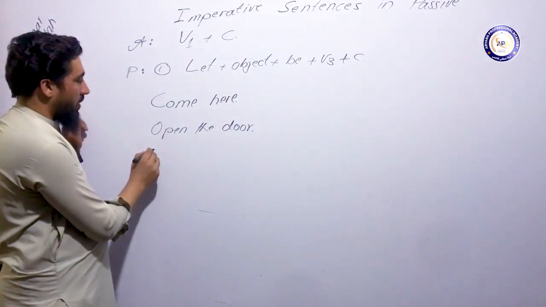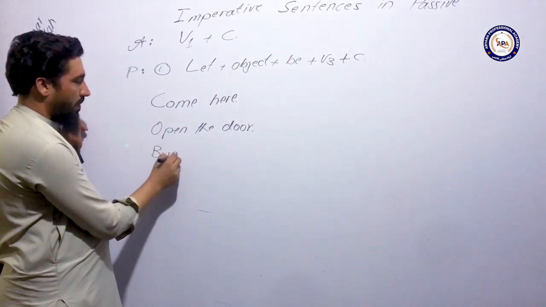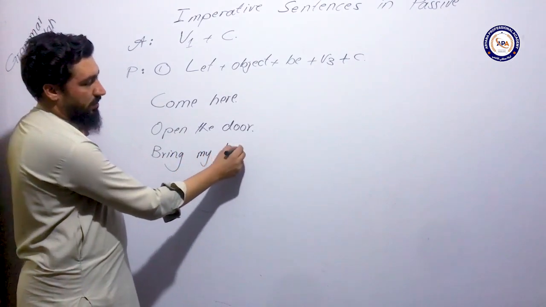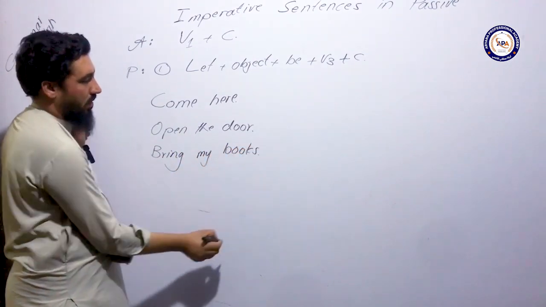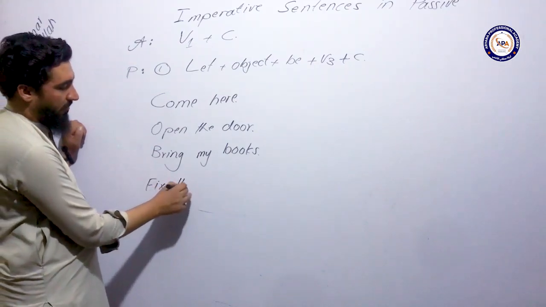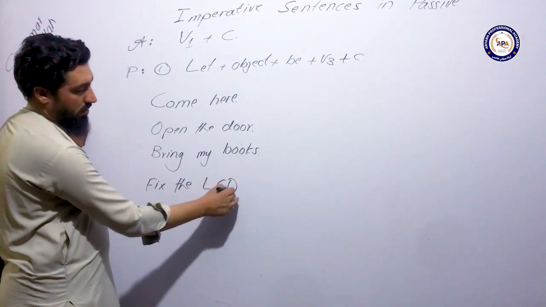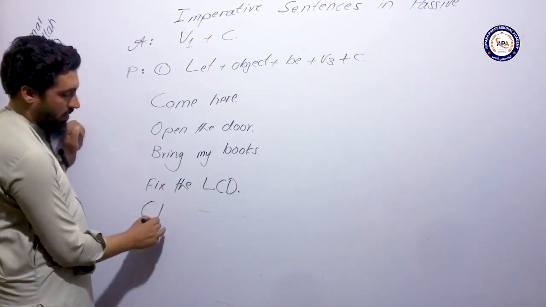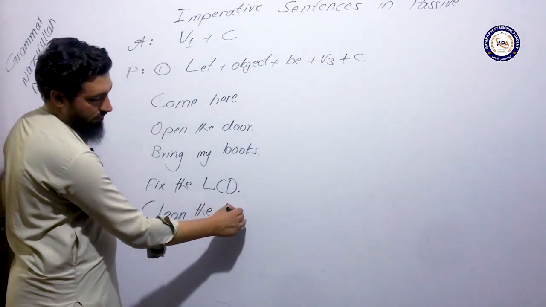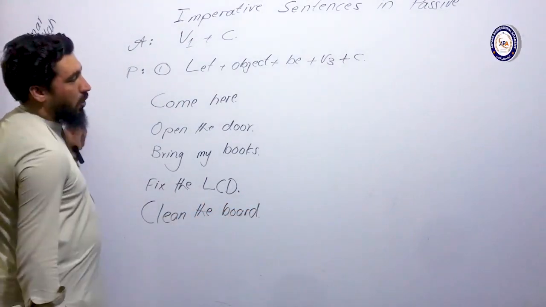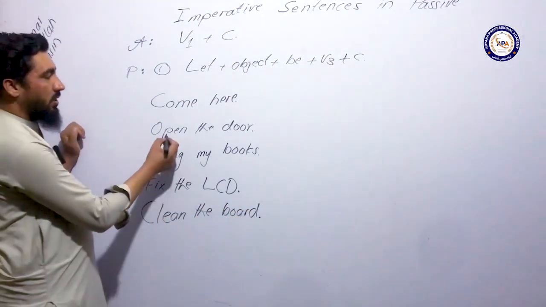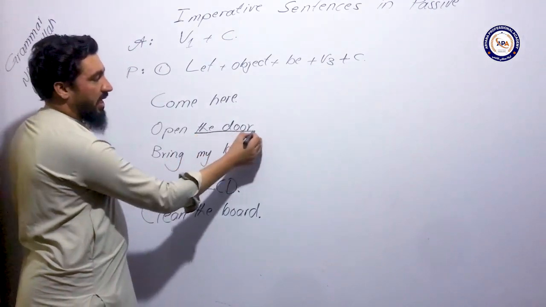Next, for example, bring my books. Fix the LCD. Clean the board. In all these imperative sentences, we have an object. In open the door, the object is the door.